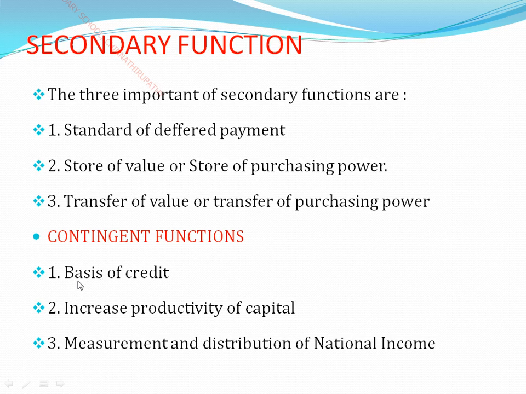What role does it play here? It plays the basis of credit, and it increases the productivity of capital too, for producing, using money as capital, produced by the producer. It is also one of the contingent functions of money. And the third one is measurement and distribution of national income, which is also measured by what? Through the instrument of money.